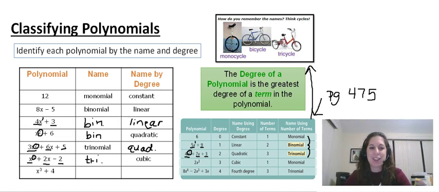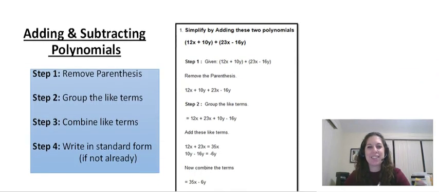Last one, x to the third plus 4. There's 2 terms being added together, so it's a binomial. And its highest degree is 3, making it a cubic. So here's some good practice right there. All right, so let's get into it.